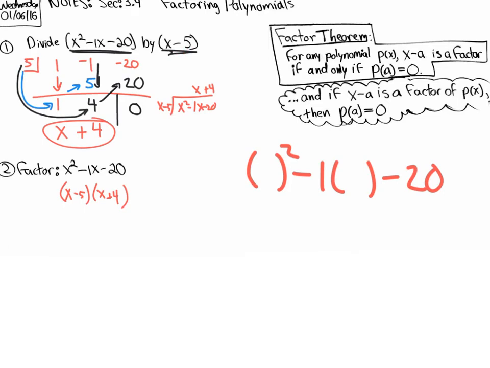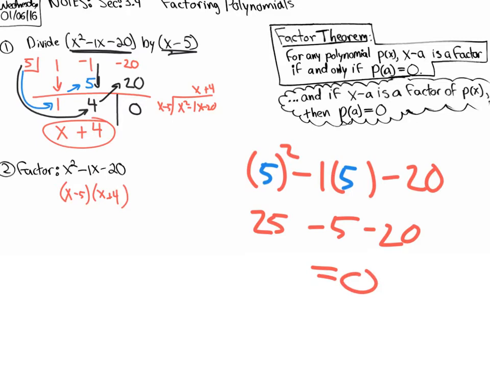because you think opposite of what you see there. So if I plug in a 5, and I plug in a 5, I know that my output is going to be 0, all right? When you plug in the a value, your output's going to equal 0. Check this out. 25 minus 5 minus 20, yeah, it's going to equal 0, okay?